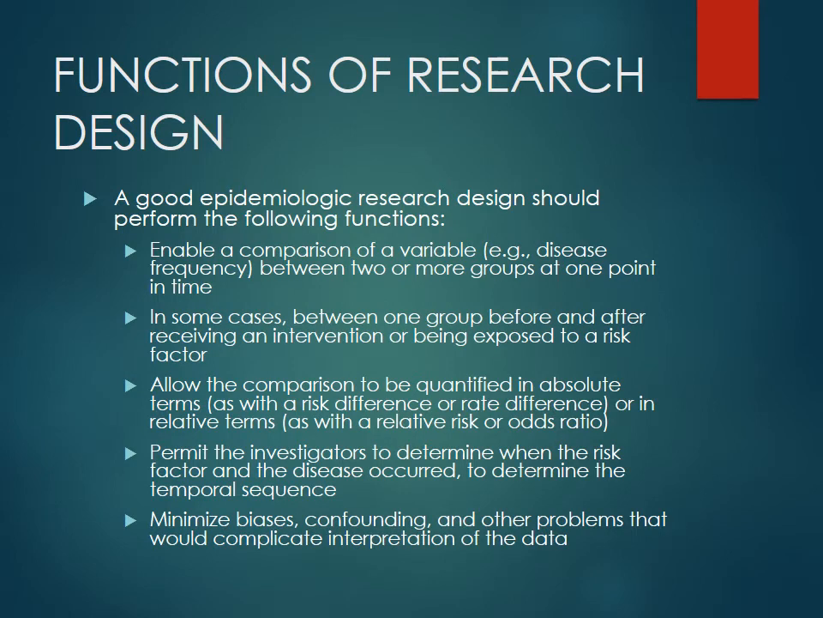So good epidemiologic research design should perform the following functions. It should be able to enable a comparison of a variable, such as disease frequency, between two or more groups at one point in time. In some cases you'll do a pre-post kind of analysis, so you're going to look at, say, an intervention or risk factor before and after, and look at the outcomes in that sample. So imagine if you're doing, say, a t-test, would you use a paired or unpaired example if you're using a pre-post kind of design?